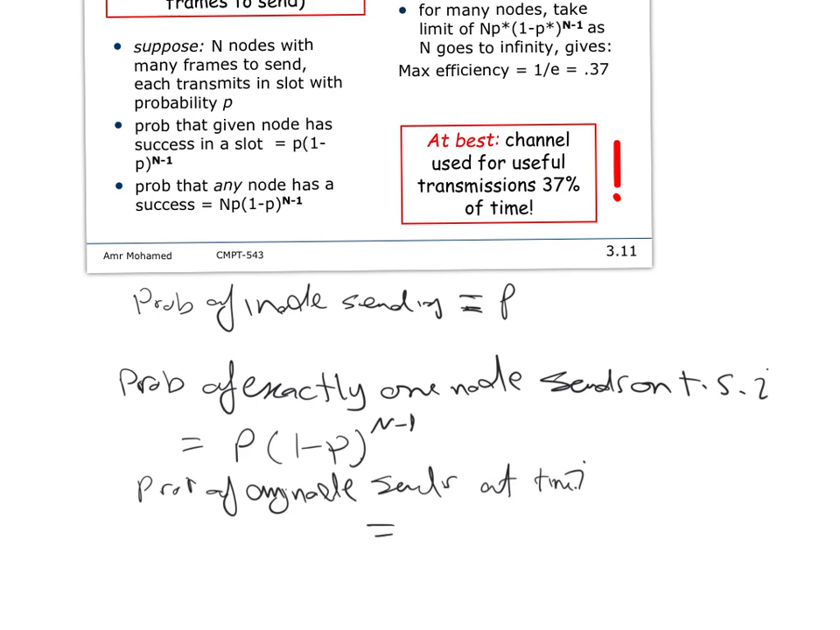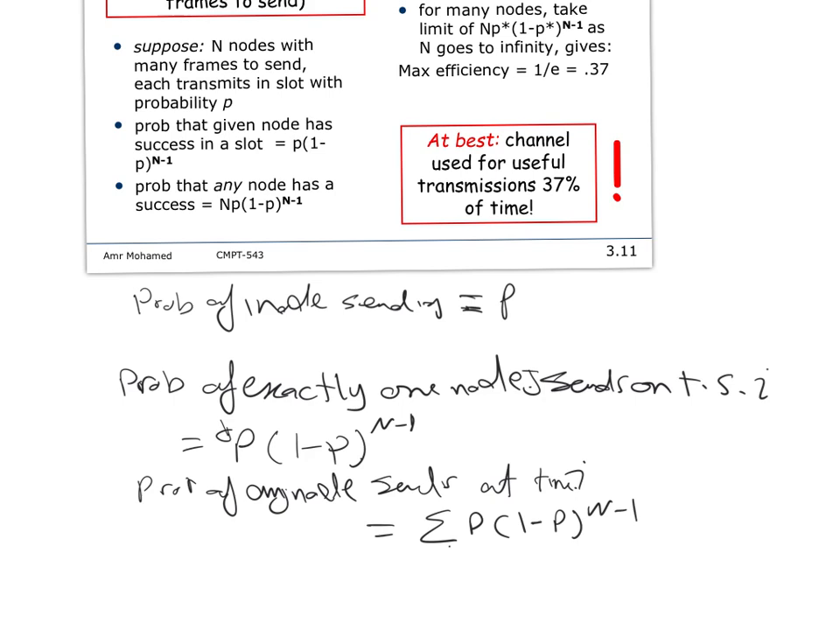So this is for one particular node. Let's say node j is sending at time slot i. This is the probability. What is the probability that any of the nodes is sending at slot i, but only one node? This means that node 1 is sending while others are not sending, or node 2 is sending and others are not sending, or node 3 is sending and so on.